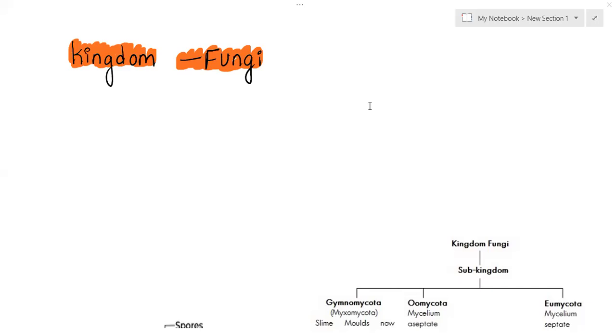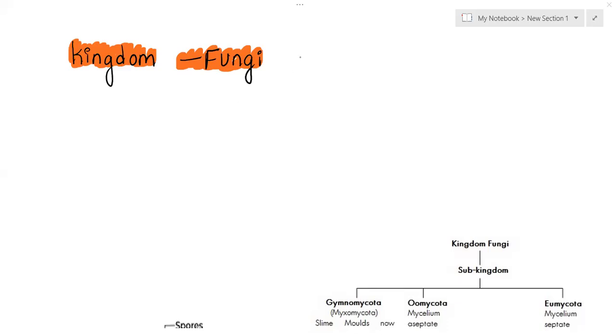Last class we have completed Kingdom Protista, right? We have completed all the slime molds, cellular types of the protist, the subkingdoms. In this class, we'll start with the kingdom fungi.